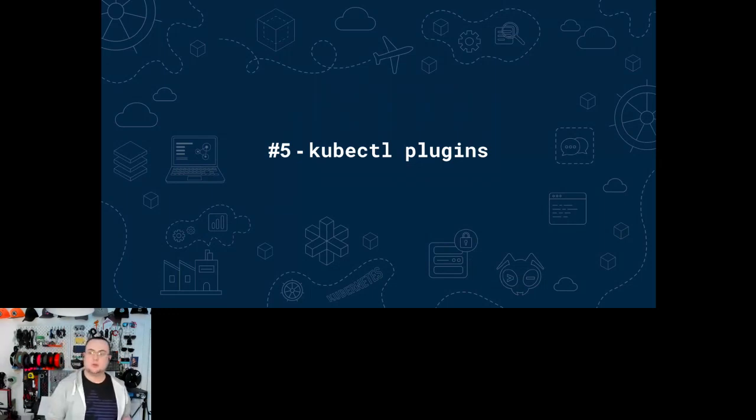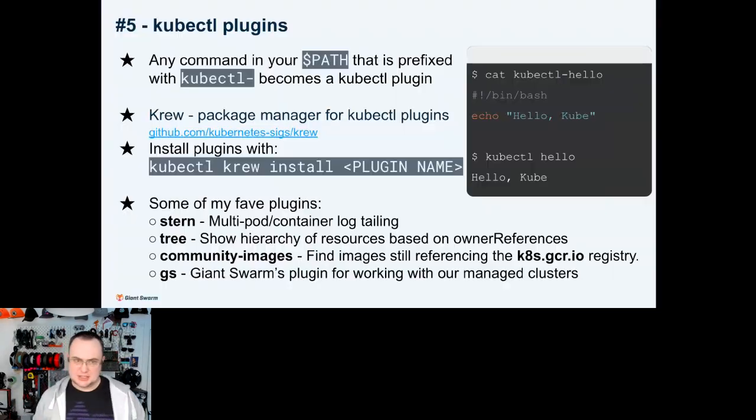Next thing I want to talk about is kubectl plugins. So these are fantastic. Kubectl is really clever the way that it handles plugins. So basically anything on your path within your terminal session that is prefixed with kubectl- something becomes a kubectl plugin implicitly. That something after the hyphen becomes the name of the plugin. So, for example, on the right here, we have a file called kubectl-hello, and all it does is echo out hello kube. And we can then call that just by typing out kubectl hello. And that becomes a plugin that we can then use.